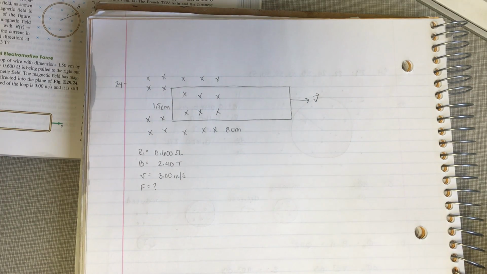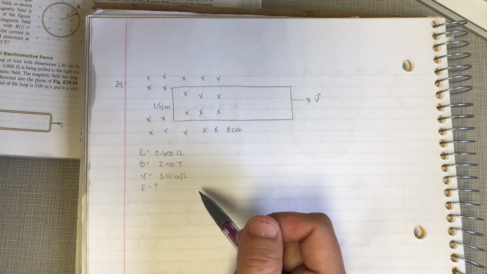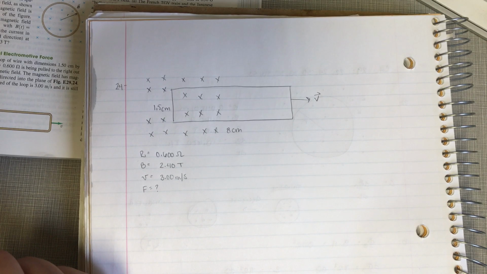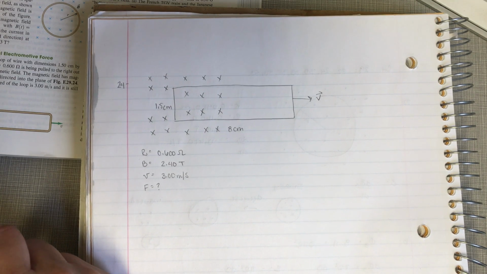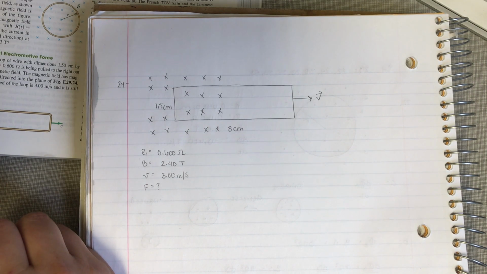Alrighty, number 24. A rectangular loop of wire with dimensions 1.5 centimeters by 8 centimeters and resistance R equals 6.6 ohms is being pulled to the right out of a region of uniform magnetic field. The magnetic field has a magnitude B equals 2.4 teslas and is directed into the plane. At the instant when the speed of the loop is 3 meters per second and it is still partially in the field region, what force, magnitude and direction, does the magnetic field exert on the loop?